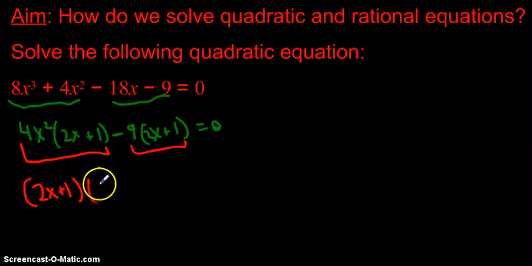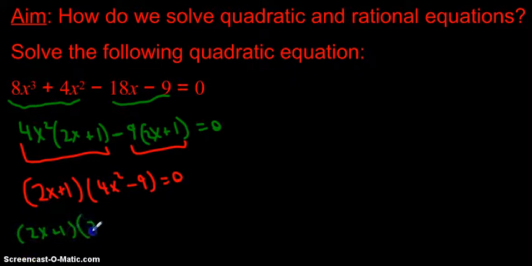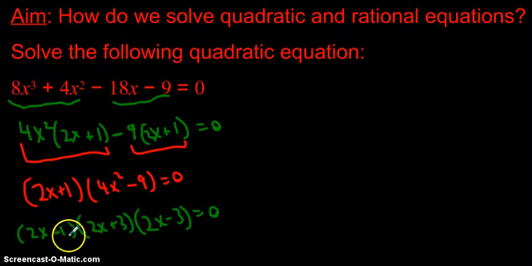And the remaining factor here is 4x squared minus 9 equals 0. Now this can actually continue to be factored. That will factor because it's a difference of squares. This will just come down, doesn't change. That is 2x plus 3 and 2x minus 3. Now none of these have any GCFs, so our solutions are the values that make these equal 0.